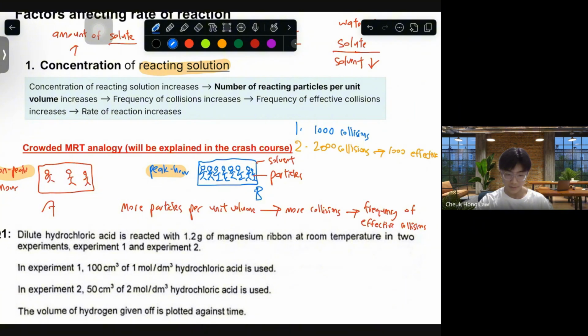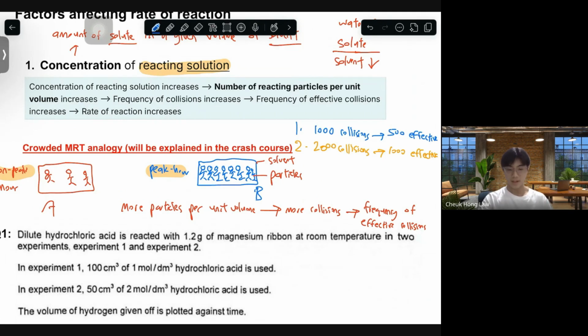Out of the 1,000, 500 is effective. Okay, so you see how I link it or not? 1,000 versus 2,000 collisions, which one got more effective collisions? Of course, it's the one with 2,000 collisions. So this is how I link it. When I have more collisions, I also have more effective collisions. The frequency of effective collisions also increases.